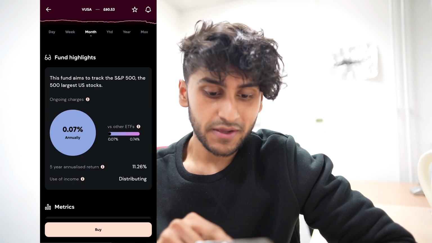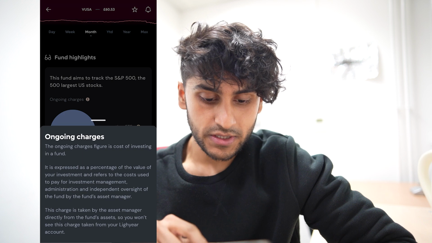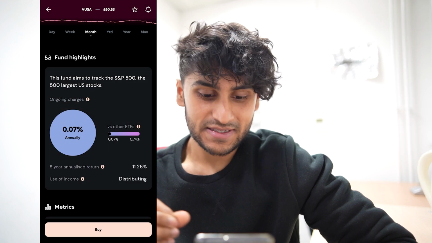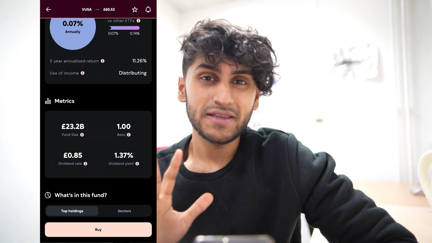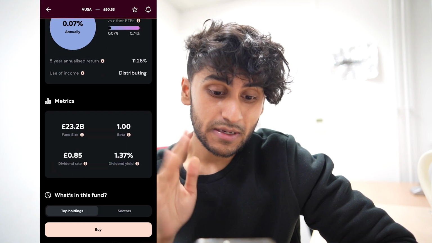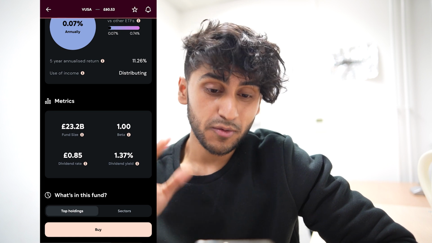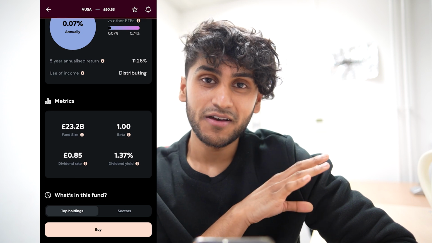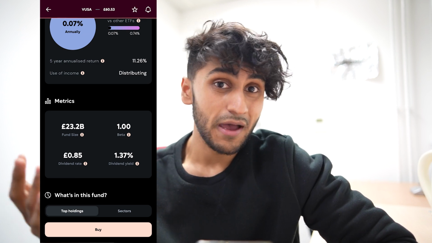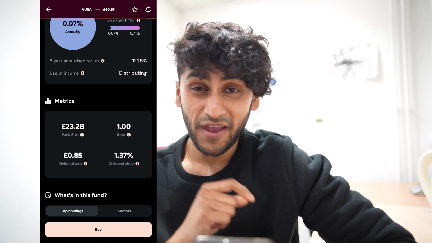So if we scroll down, we can see the fund highlights. We can see the ongoing charges, for example. At this point, it's 0.07% annually, which is the normal price for the VUSA. So currently there aren't extra additional fees between buying this directly from Vanguard or buying it from Lightyear. Just like InvestEngine, you can buy the same Vanguard fund from somewhere else on this platform without having to pay any extra fees, such as the Vanguard management fee.